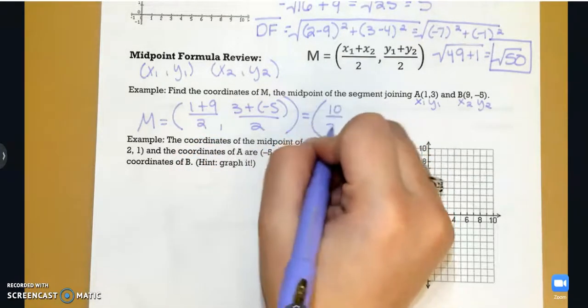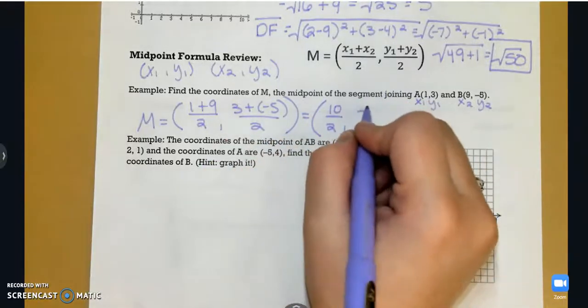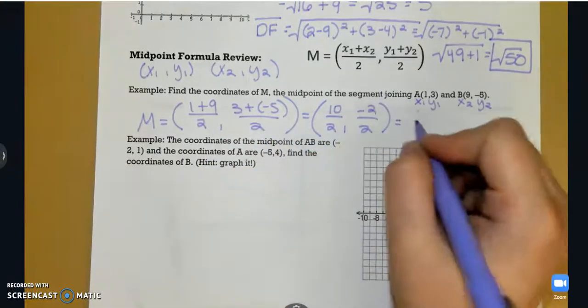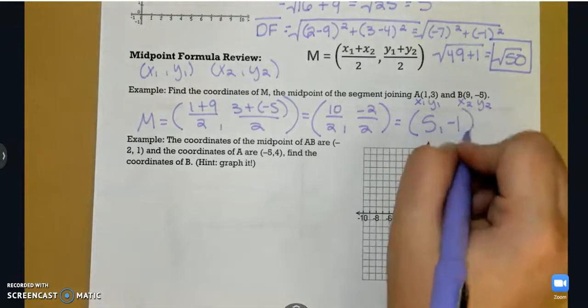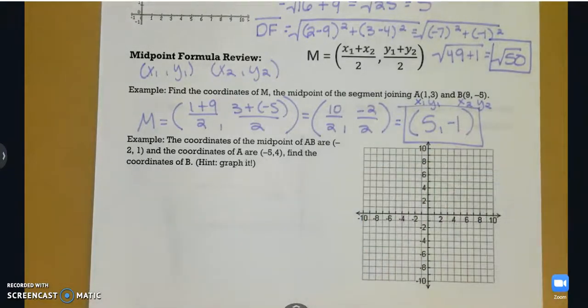1 plus 9 is 10. 3 plus negative 5 is negative 2. So our midpoint is going to be 5, negative 1. That's the location on the graph.